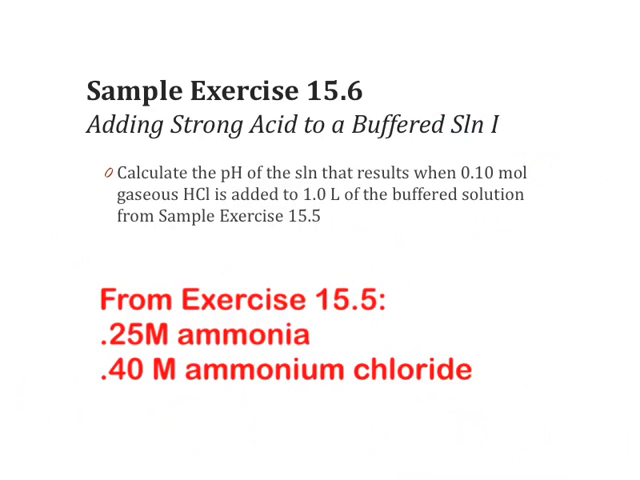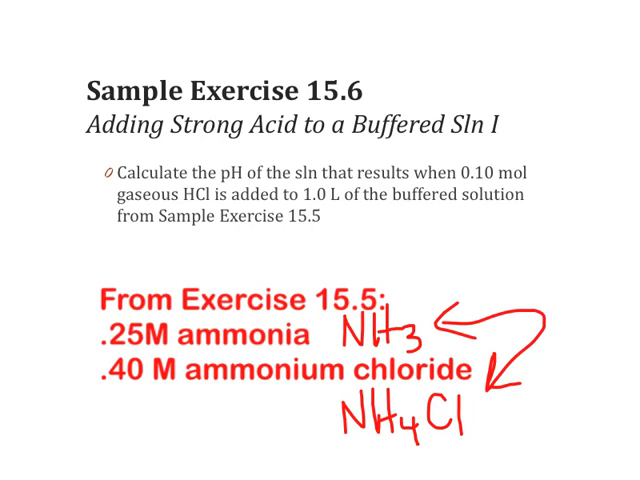In this example, we are calculating the pH of a solution that results when we add 0.1 moles of HCl to 1 liter of the buffer in sample exercise 15.5. If you look at sample exercise 15.5, that was a 0.25 molar solution of ammonia, which is NH3, and then a 0.40 molar solution of ammonium chloride, NH4Cl. So these are the two species that I have in the beaker, a weak base and its salt.